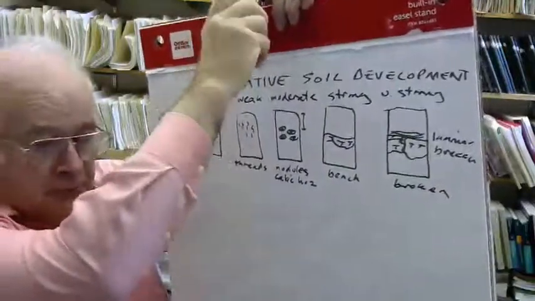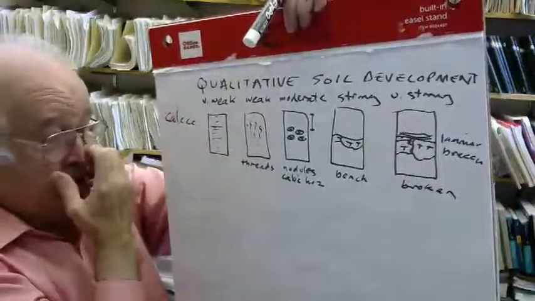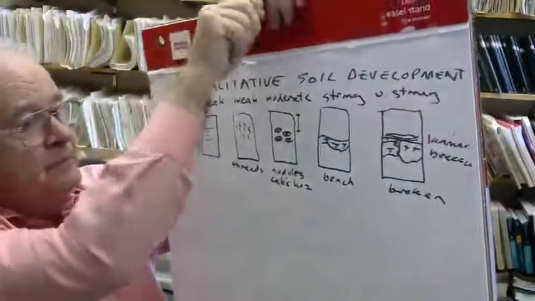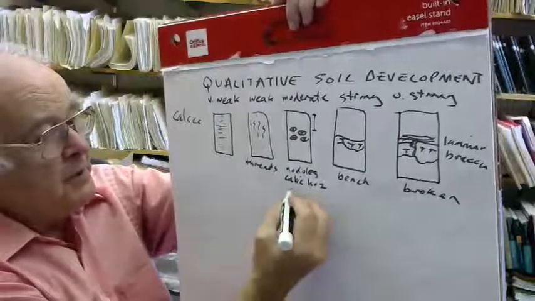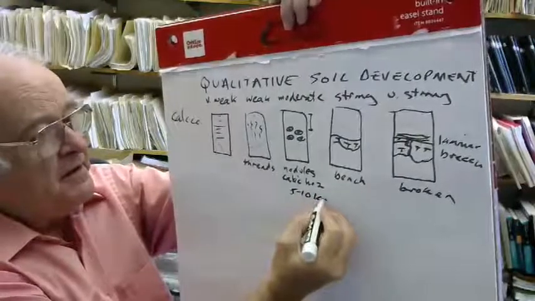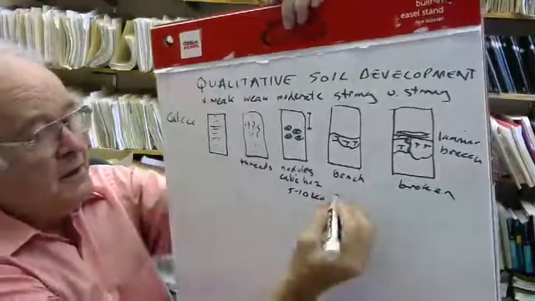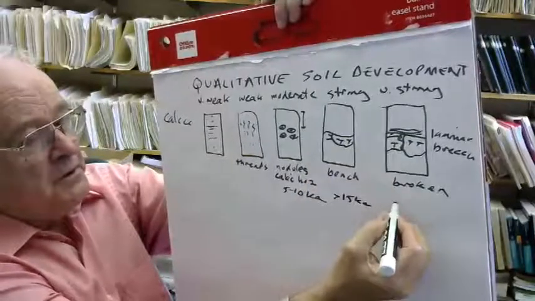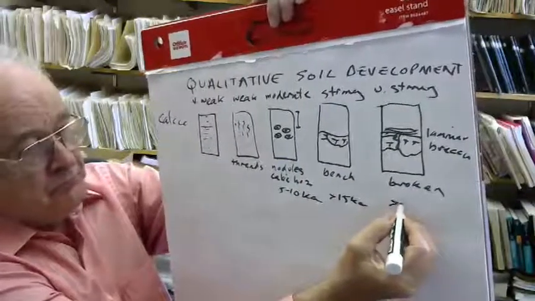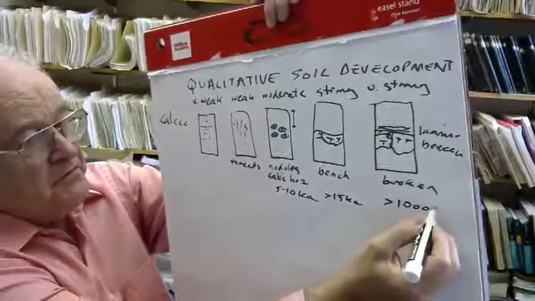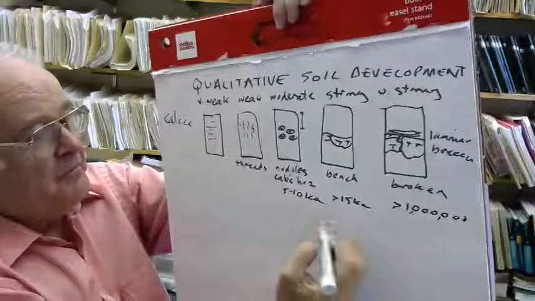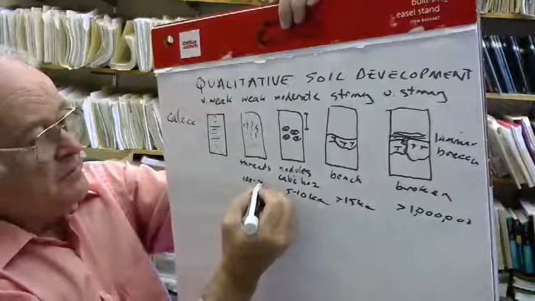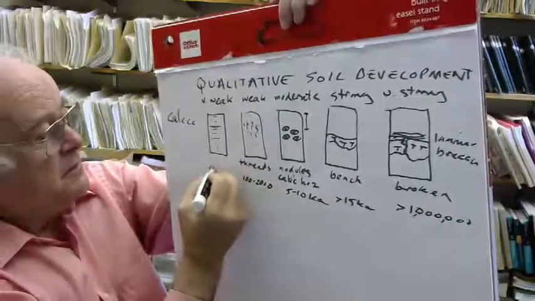Now, in this scheme of things, moderate development is pretty much post-glacial. So moderate development is about 5 to 10 ka in time. This is greater than 15,000 years. This can be greater than 1,000,000 years. This is just 100 to 2,000 years, and this is just 10 to 100 years or so.